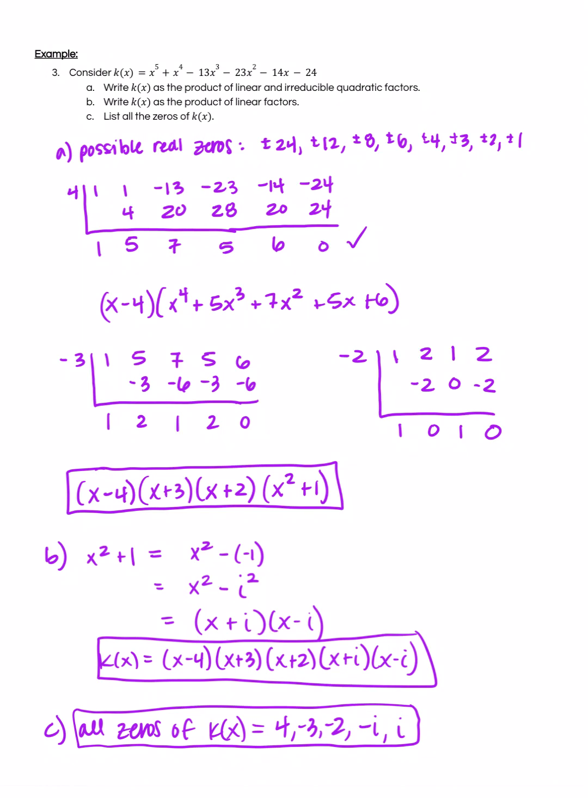And so now we have all linear factors, including those complex ones on the end. So then all zeros of k of x would be 4, -3, -2, -i, and i.